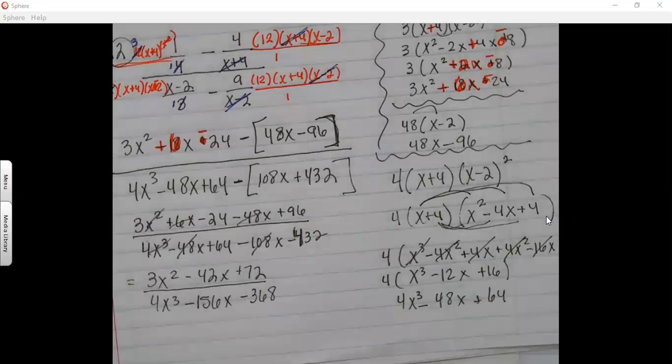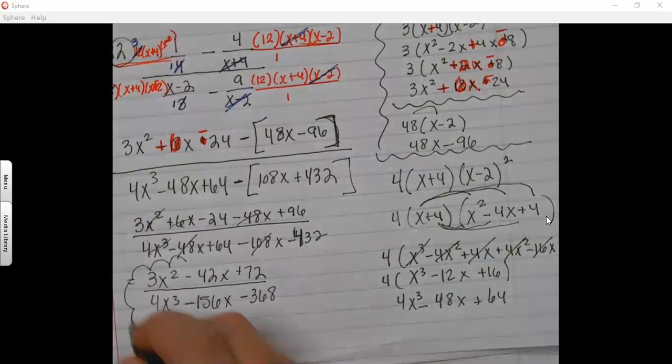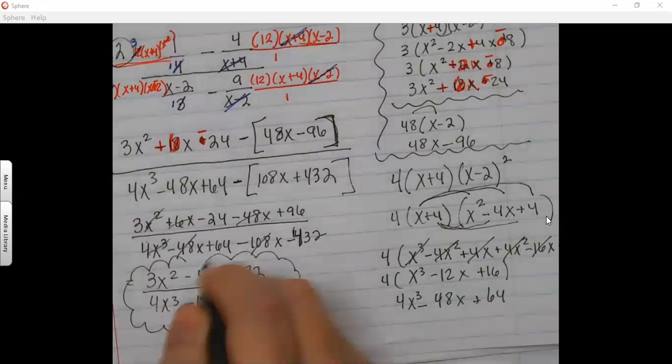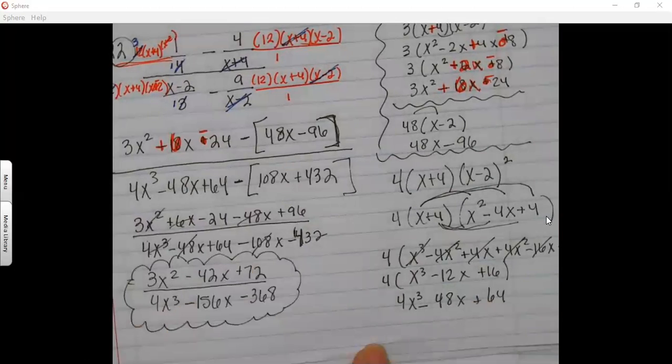Now, the answer sheet has it as this. So I'm assuming nothing can be factored, or if it can, nothing will cancel out. So we're going to be done with this problem. That was a doozy. Coolio? So I'll try not to give you any that complicated.